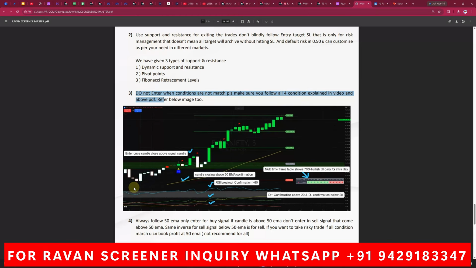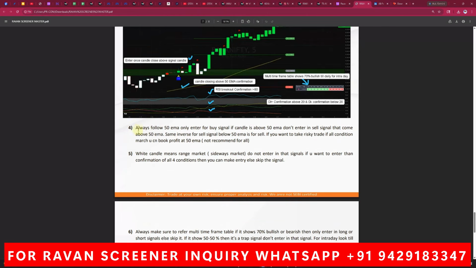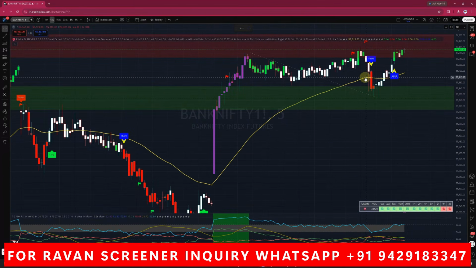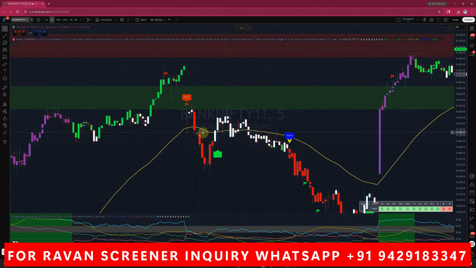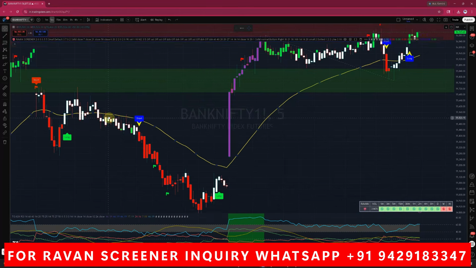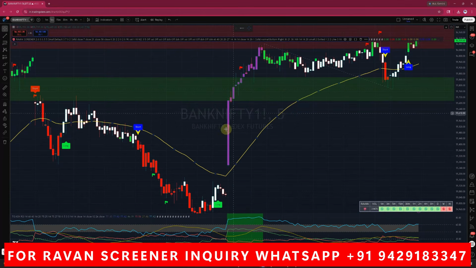Next, always follow the 50 MA. Let me show you on the chart. See, this is the 50 MA line. I hope everyone knows this 50 MA line. Always look for the signal: for a sell signal, the signal candle should be below the 50 EMA. Below the 50 MA you can only look for a sell signal, and above the 50 MA you have to look only for a long signal.